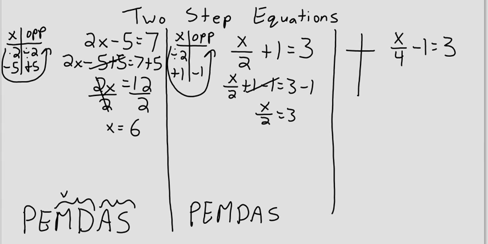Oh, sorry, it's not 3, it's 3 minus 1. We can do that math: 3 minus 1 gives us 2. All right, now come to our T-chart again. The opposite of division is multiplication, so we're going to multiply both sides by 2. So it's going to be 2 times x divided by 2 is equal to 2 times 2. Just like in one-step equations, these cancel, and I'm left with x is equal to 4.